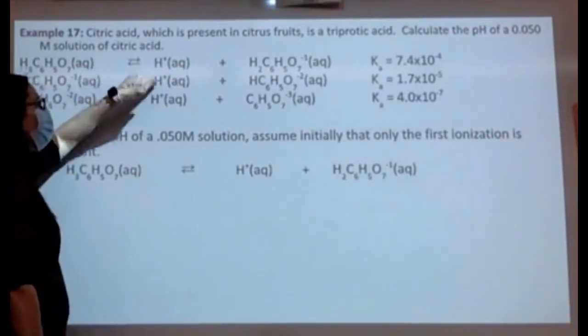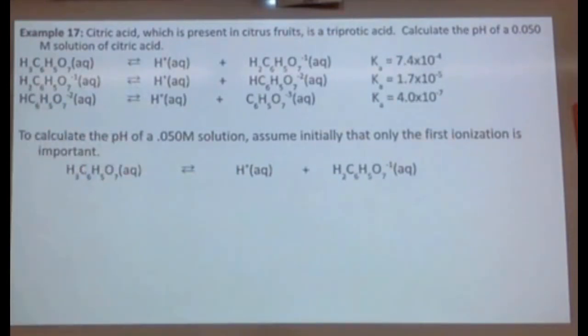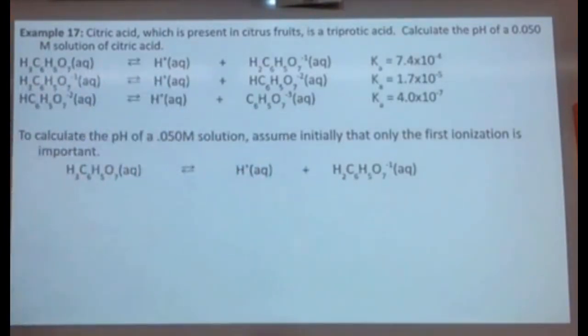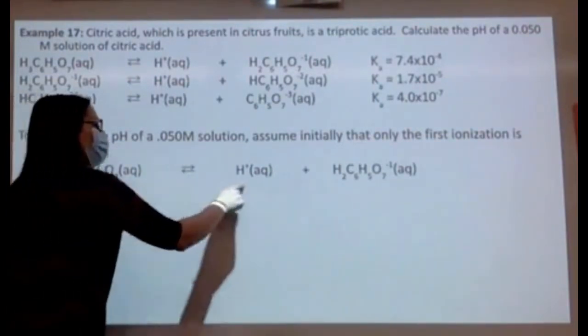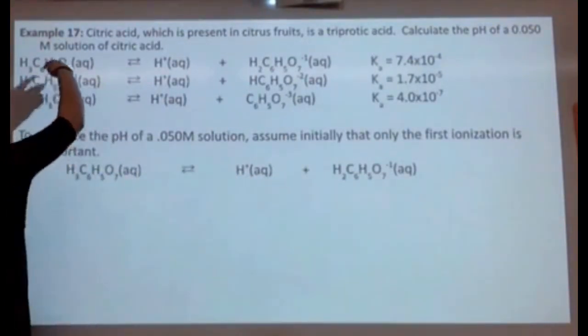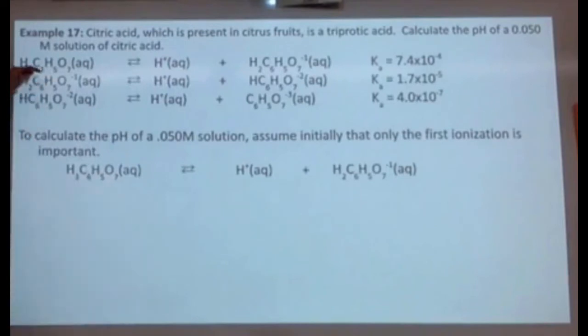But I do want to point out how only one gets removed at a time. It's not going from H3C6H5O7 to C6H5O7 3- at once. You have one H that's being removed at a time. So what I want you to do is write the acid equilibrium equation for the first ionization. So it's just this first ionization equation we're just rewriting. The reason that we're rewriting it is because it's a weak acid. To do any calculations with a weak acid, we're going to need an ice table.